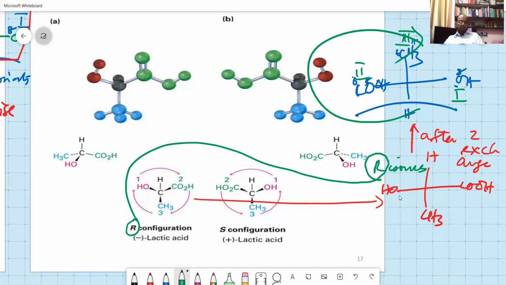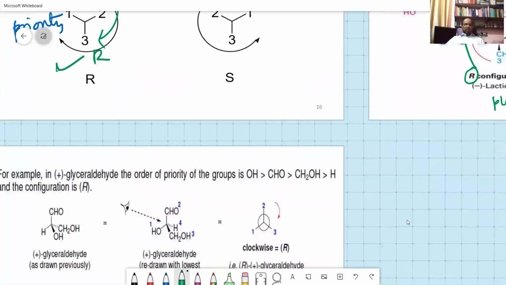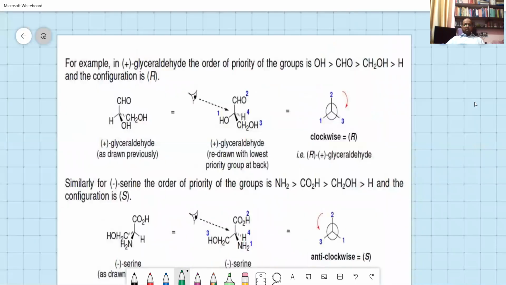Okay. Now this minus is the rotation of the plane polarized light. What happens is R will rotate plane polarized light in a particular direction, which you call minus. S will rotate in the other direction, which is the plus configuration. Okay, so we can end up with one more last example there.